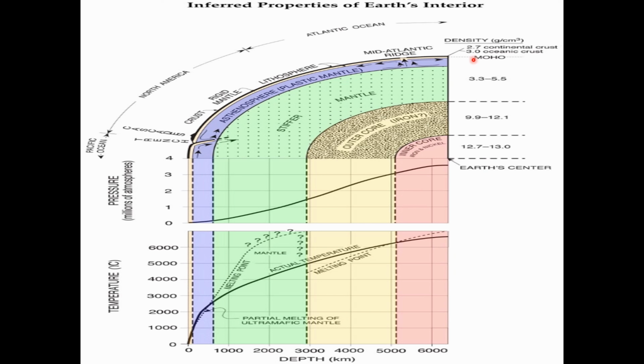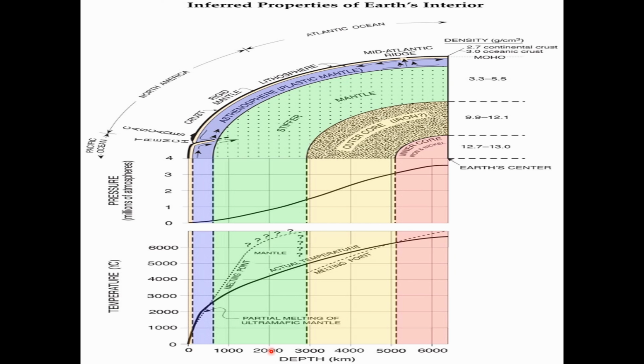So you can definitely see a trend as you go deeper and deeper, your density does go up, and that makes sense with what we had said before. As your composition changes, you're going to go from silicates to more metallic, and so you're going to tend to have a higher density.